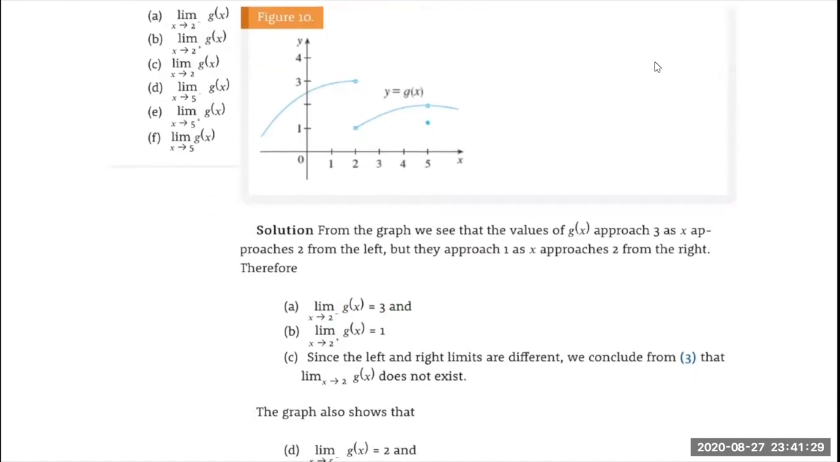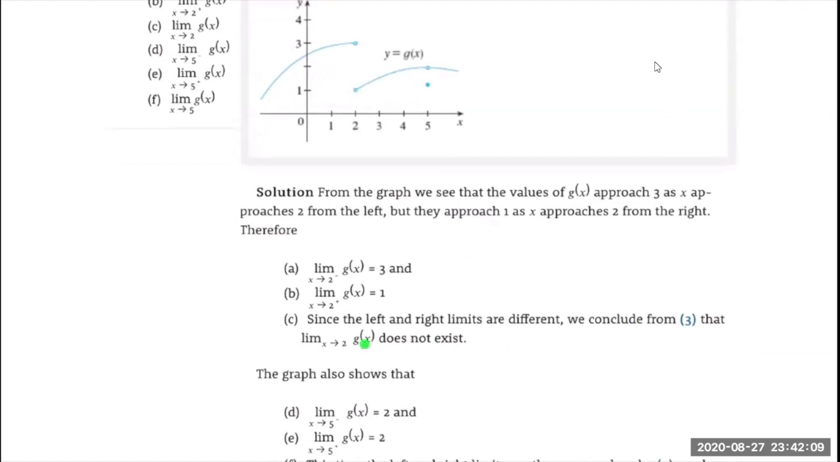The second one, what about the right-hand limit at 2? We have to go on the right side of this 2, but we have to go along the curve. So what happens to the function? The function value is getting closer and closer to this number, which is 1. So the right-hand limit is equal to 1. Now what about the two-sided limit? Because the left-hand limit and the right-hand limit don't agree, the two-sided limit does not exist. When they're different, this two-sided limit does not exist.